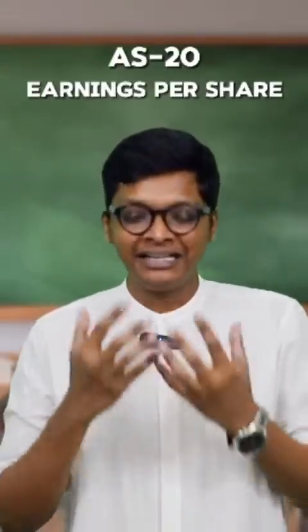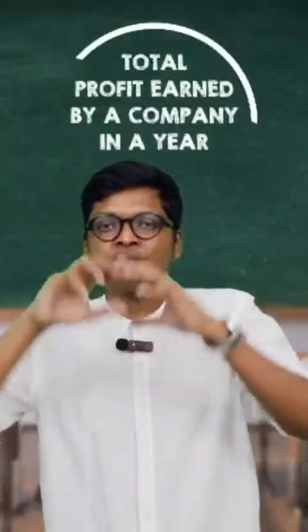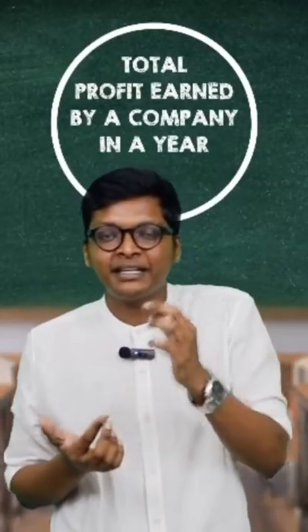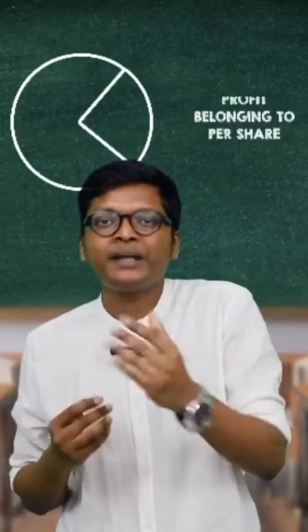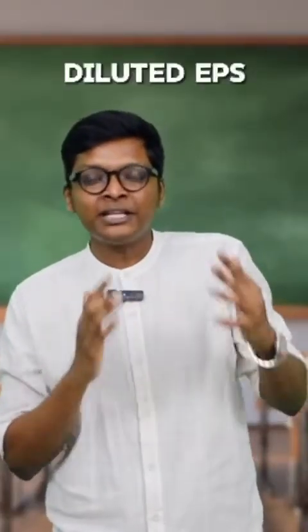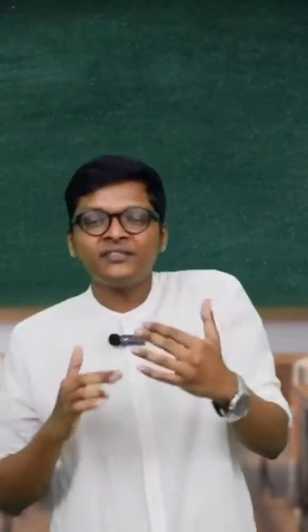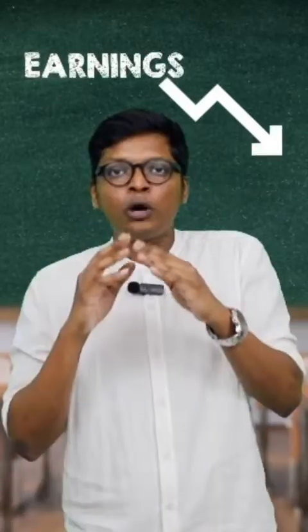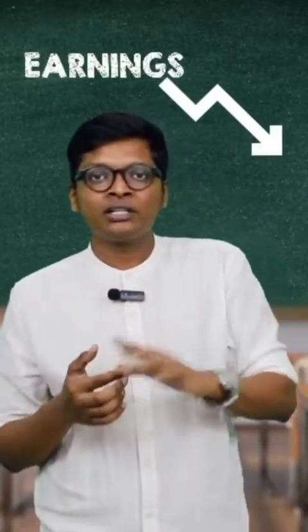Let's quickly revise AS20 earnings per share. What is earnings per share? It is basically out of the total profit earned by the company in a year, what is the profit belonging to each share? That is called basic EPS. The standard also covers diluted EPS, which says that if the earnings are going to fall in the future, what will be the fall per shareholder? That's called diluted EPS. Let's focus on basic EPS.